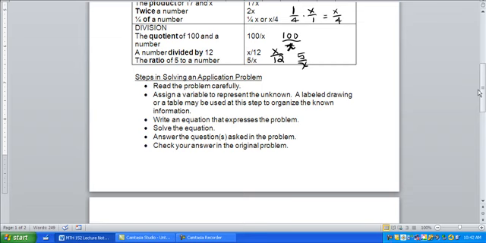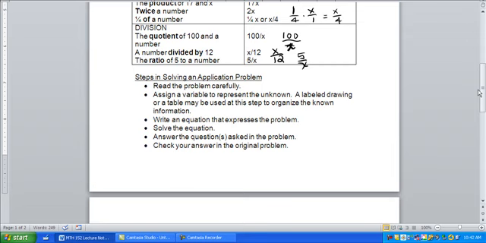You can draw a picture, particularly if it's geometry, and label the sides of the triangle, the sides of the rectangle, or you can draw a table. If a table fits with a certain formula, you may find that's useful. But basically you want to represent the unknown and somehow organize the known information. So you may be representing the unknown, and then you may have a second quantity you represent in terms of the unknown as well.